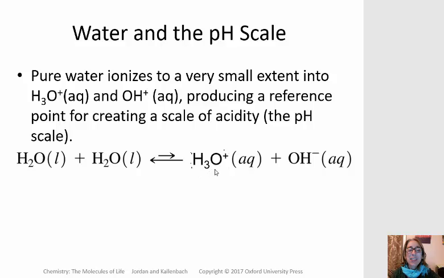And these ions are hydronium and hydroxide. Hydronium is a very strong acid, and hydroxide is a very strong base. This is the strongest acid that can exist in water, and hydroxide is the strongest base that can exist in water. However, the concentration of these ions in pure water is incredibly small.